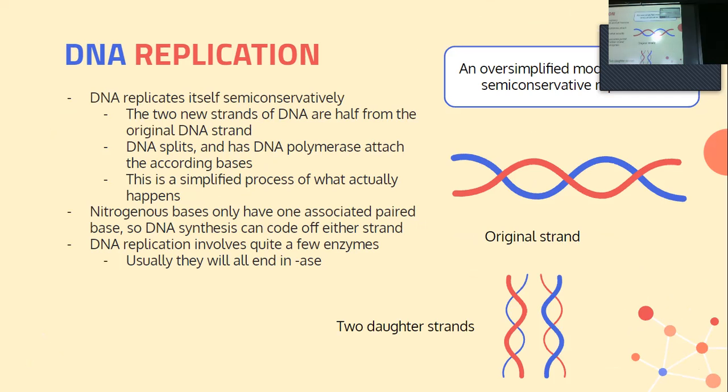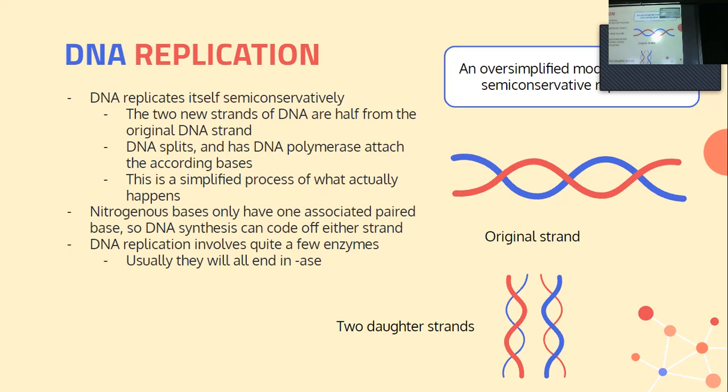DNA replication. So DNA replicates itself semi-conservatively. This means that the 2 new strands of DNA have half of the original DNA strand, as you can see in this diagram. DNA splits and has DNA polymerase attached to corresponding bases because each base has a corresponding pair. This is a very simplified process of what actually happens. We'll be going into the more complex explanation afterwards. But first and foremost, it's important to understand that DNA replicates itself semi-conservatively. And nitrogenous bases only have 1 associated paired base, so DNA synthesis can code off either strand.